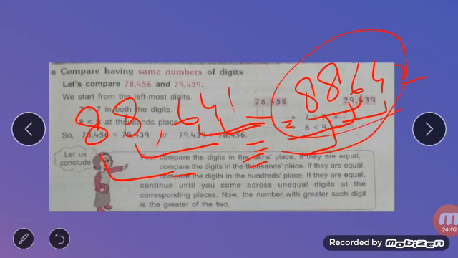Okay. So what you have to do? 8, 8, 6, 4, 1. Then this crocodile will open the mouth towards the greater one. So you have to open the mouth towards the greater. Understood? Understood, children? Now, what is next?